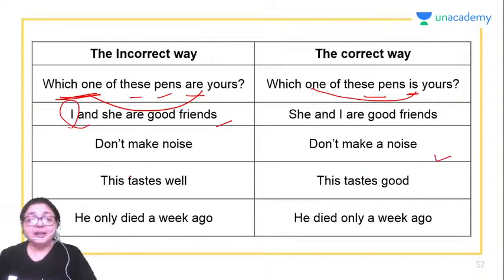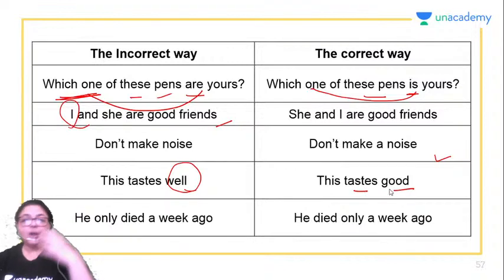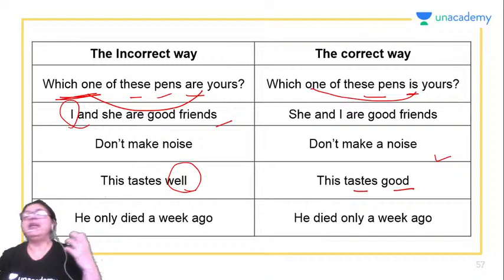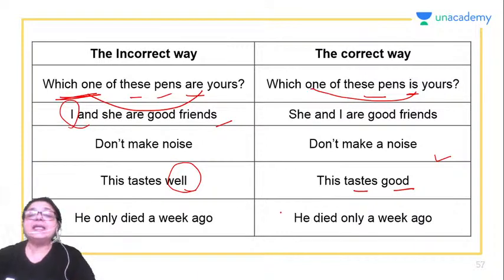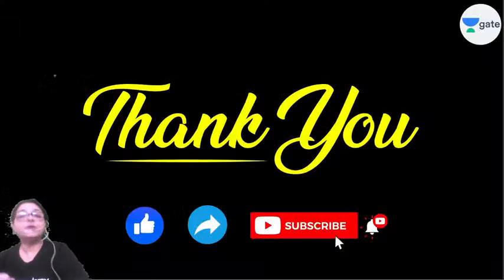Okay, and this tastes well. No, it is not well. It can be this tastes good. The taste can be good or bad. It cannot be well. Okay, now, he only died a week ago. No, that is not the way we speak. He died only a week ago. Okay, so these are some very simple but very correct ways of speaking, fixing the incorrect ones that we keep doing.